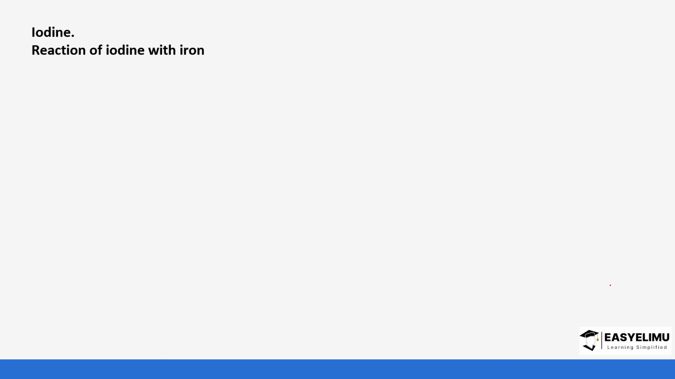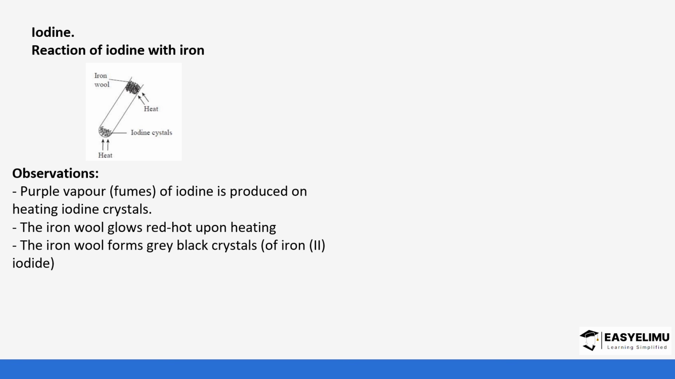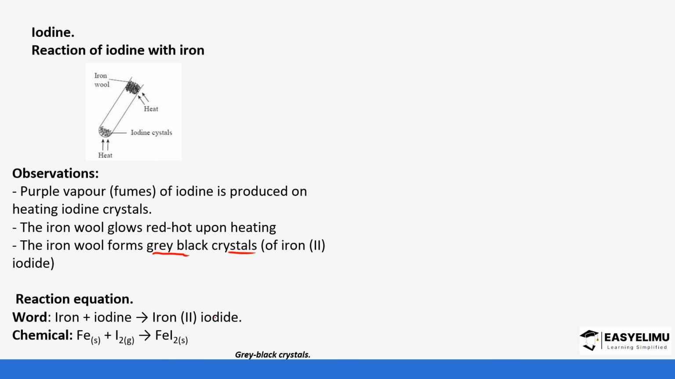And then iodine as well can react with metals. When iodine reacts with iron, as you can see, the iodine crystals are heated and also the iron wool is heated and the reaction occurs. So the purple vapor of iodine reacts with iron, and then the iron glows red hot and it forms the gray black crystals of iron 2 iodide. So that is the equation for the reaction.